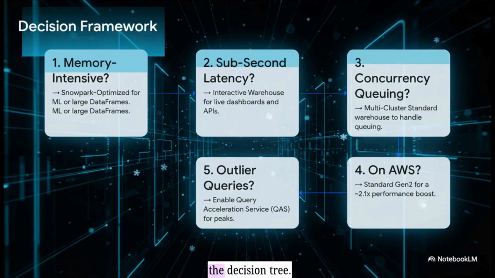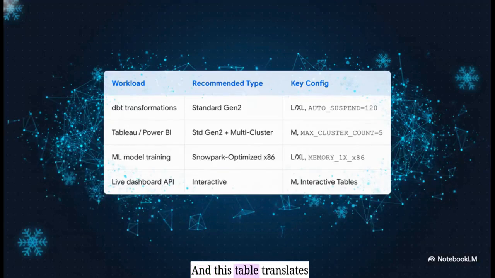And here it is, the decision tree. We just evaluate the workload's core characteristics one by one. First, you ask, is it memory intensive, like ML training? If yes, you choose Snowpark-Optimized. If not, does it need that sub-second API latency? If yes, you go with an interactive warehouse. You just follow this logic, addressing concurrency, hardware, and outliers, and you can systematically route every workload to its ideal compute engine. And this table translates that framework into some concrete recommendations for common enterprise workloads.